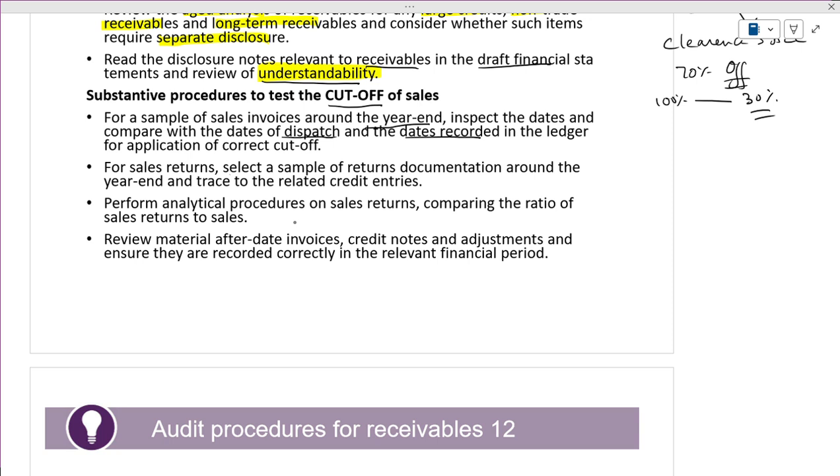Any returns for sales data, sample of returns documentation. Sales returns are very, very specific. We are not talking about small items. There will be huge machinery, huge equipment, huge value of goods. Huge value of assets, and if it has been returned back, you have to have complete documentation so that you have the related credit entries and can issue the related credit notes.